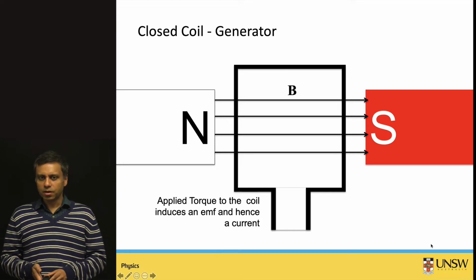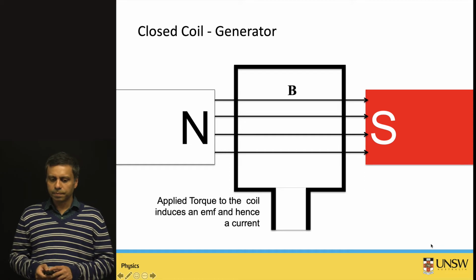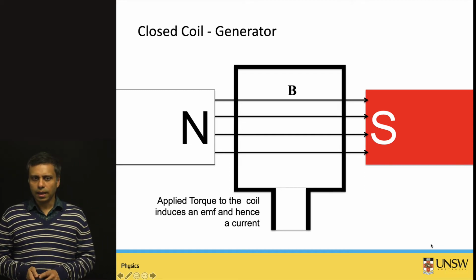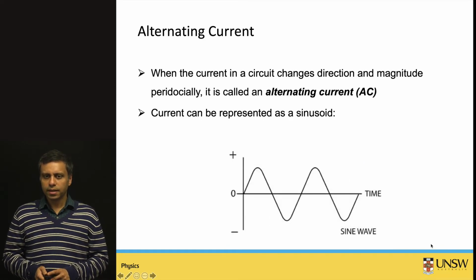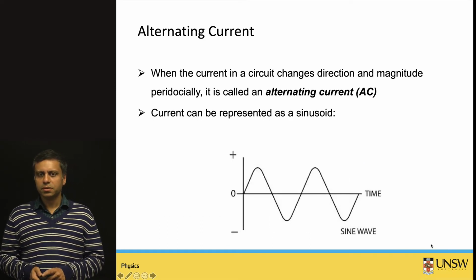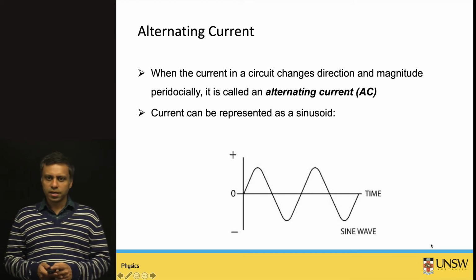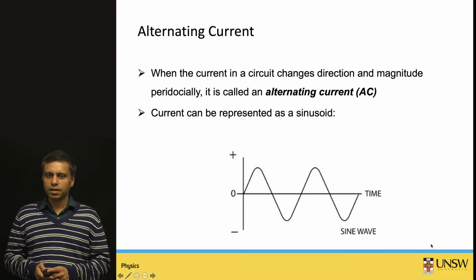We have previously talked about DC currents. DC currents are called direct currents. They have constant direction and constant magnitude. Now let us look at alternating currents, where the direction and the magnitude of the current is changing periodically. So this is called alternating current, direction and magnitude changing in an alternating manner.